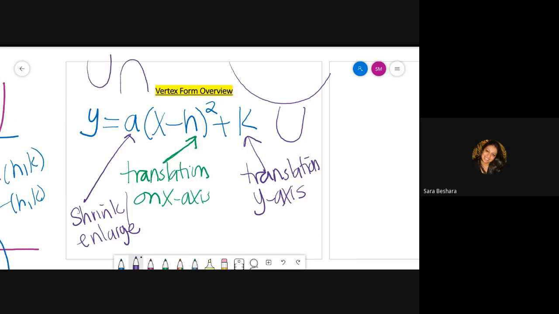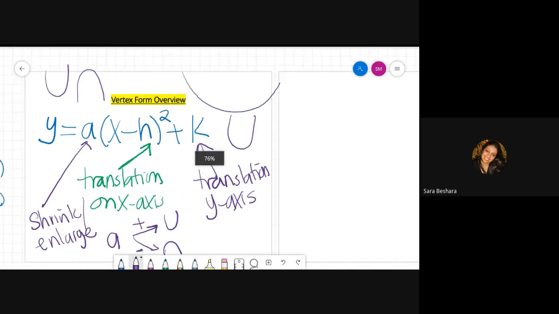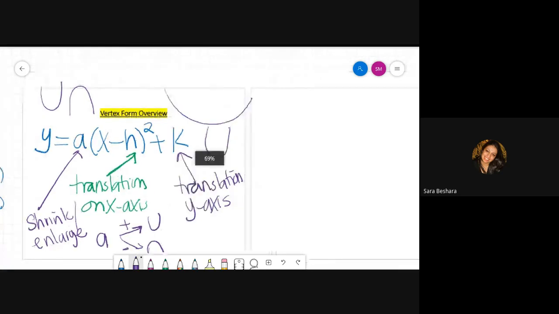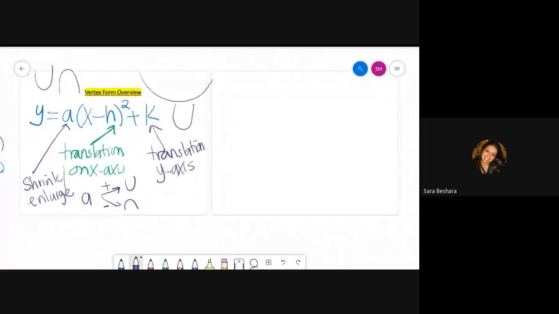If a is positive, it looks up. So I'm going to write it here. If a is positive, the parabola looks up. If a is negative, the parabola looks down. All right. Now let's get to an example.